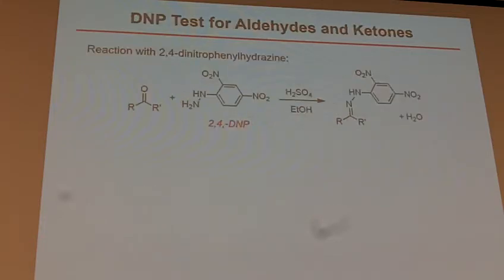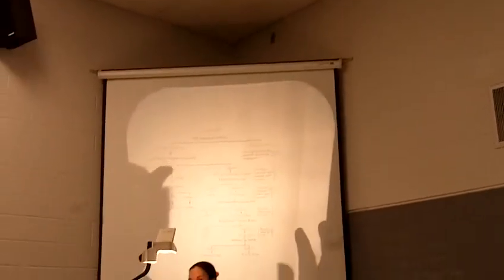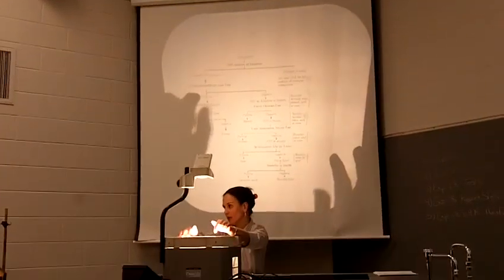All right, so now looking at this flow chart, we've looked at what happens if nitrogen is present. Now we're going to the other side, so we don't have nitrogen present. The first thing we will do is a 2,4-DNP test, okay?